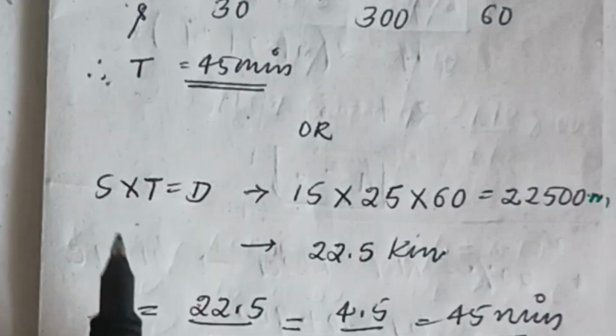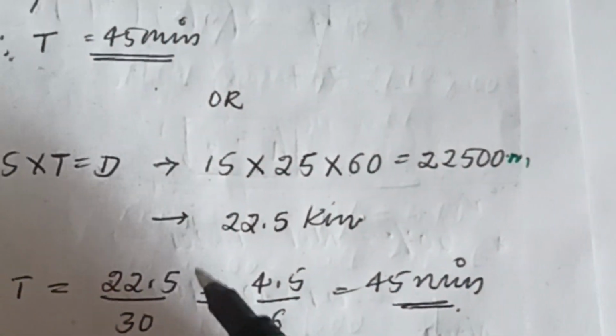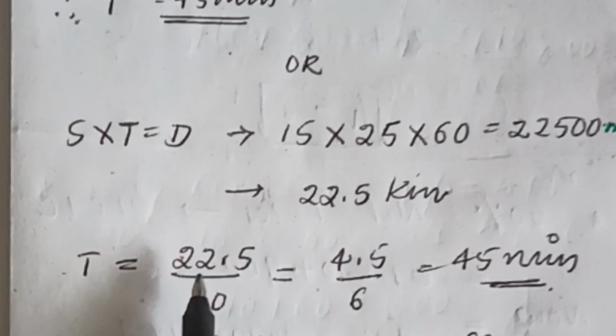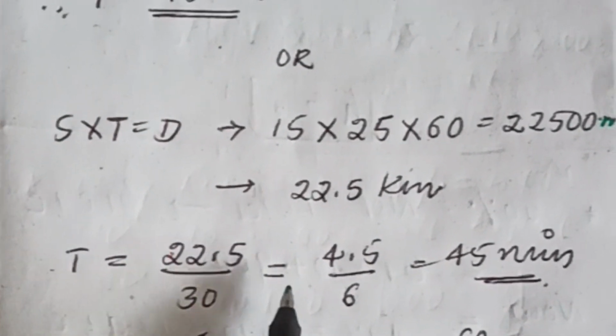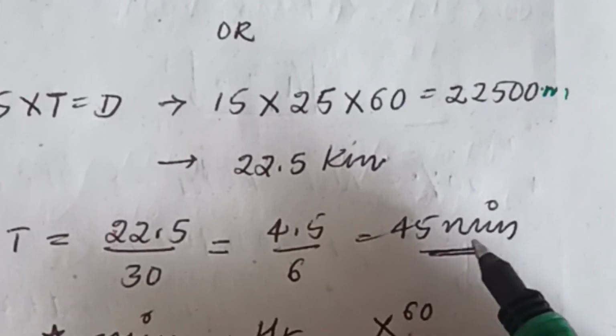So since they asked the time taken by the train while traveling 30 km per hour for the 22.5 kilometer distance, t will be equal to 22.5 divided by 30, that is equal to 4.5 by 6, which is 45 minutes.